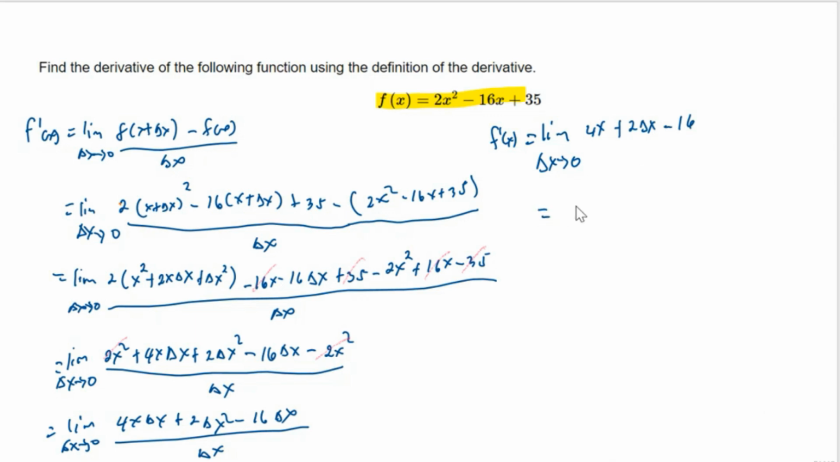So therefore, we can write this as 4x, plus 2 times 0, that is equal to 0, minus 16. So we have 4x minus 16 as the answer to this problem. So the derivative of the given function, f of x equals 2x squared minus 16x plus 35, is equal to 4x minus 16.